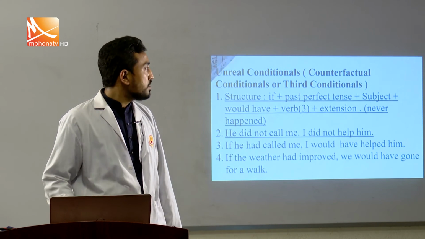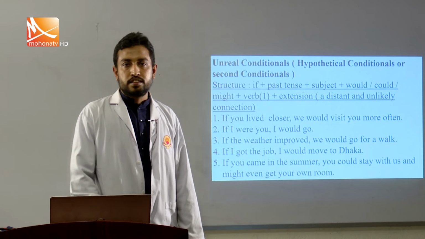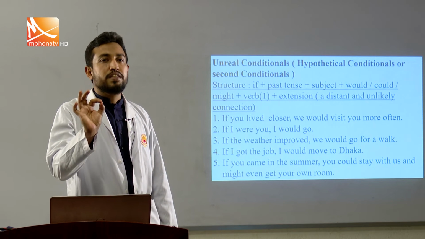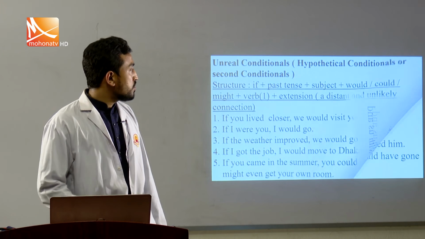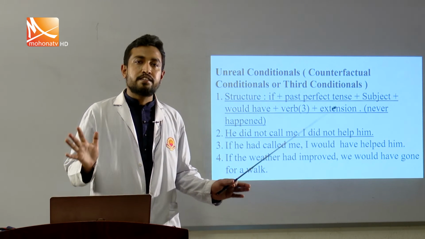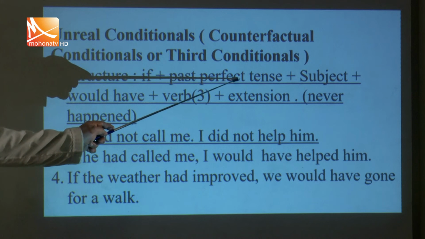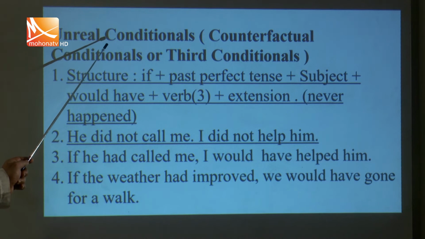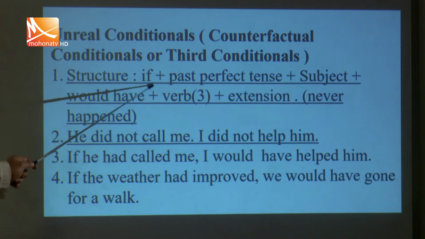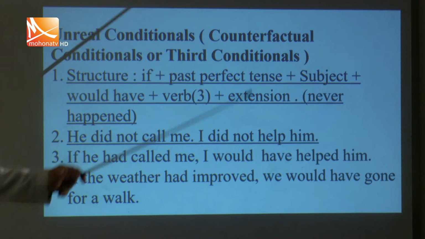In our previous slide, we said that there is less possibility. Possibility is there, but a little bit. Okay? But now, in this structure, there is no possibility. It had happened already, and now it is quite impossible. That means zero possibility. Third conditional. Most of the students think that this is third conditional. In our traditional grammar, the structure is named third conditional, but it has come from unreal conditional. The structure is if plus past perfect tense, subject plus would have or could have plus V3, that means past participle form of verb, and then extension.